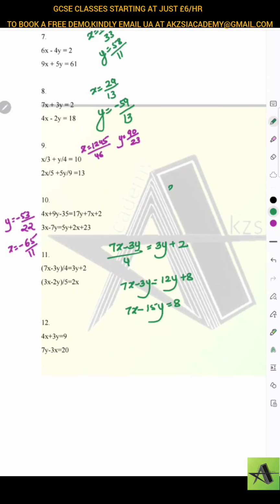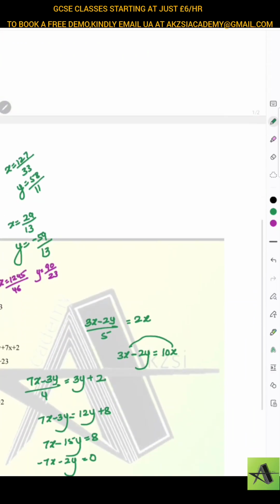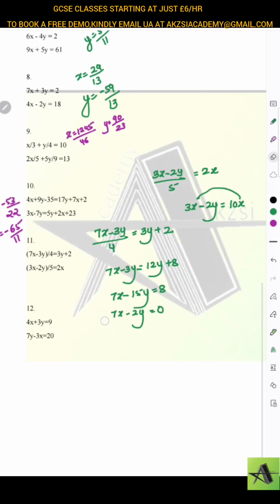Similarly, the bottom equation is 3x minus 2y over 5 is equals to 2x. So multiply both the sides by 5 will give me 3x minus 2y is equals to 10x. And bringing it here will give me minus 7x minus 2y is equals to 0, or multiply both the sides by negative sign will give me positive. So 7x plus 2y is equals to 0.